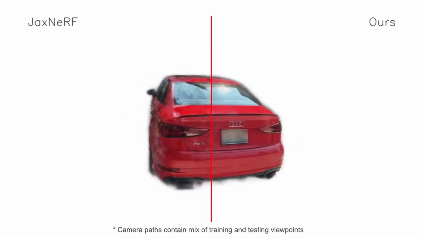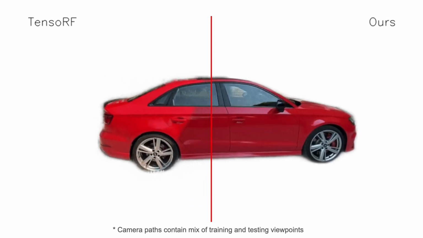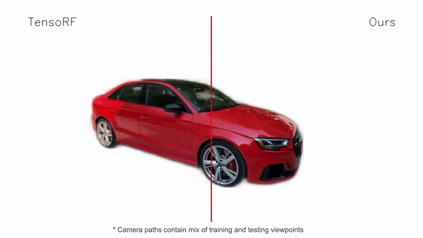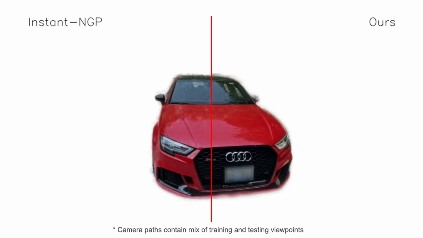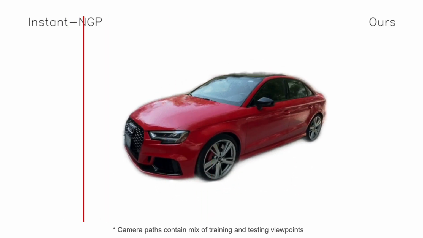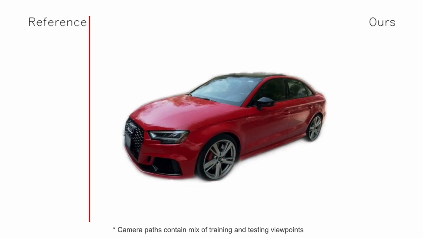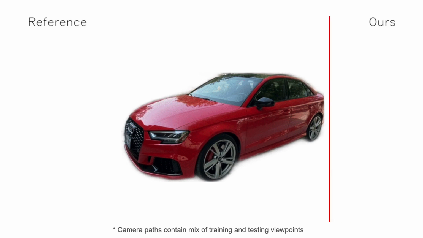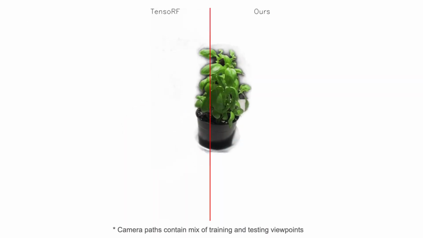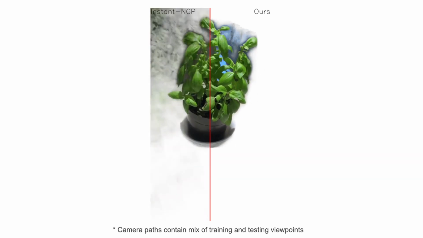See how our approach more convincingly represents reflective surfaces as present on this car, or the object boundaries of this plant with high geometric complexity.